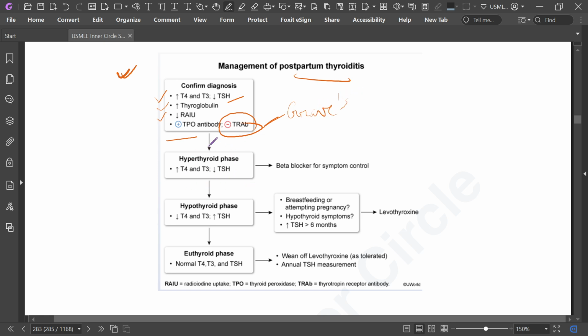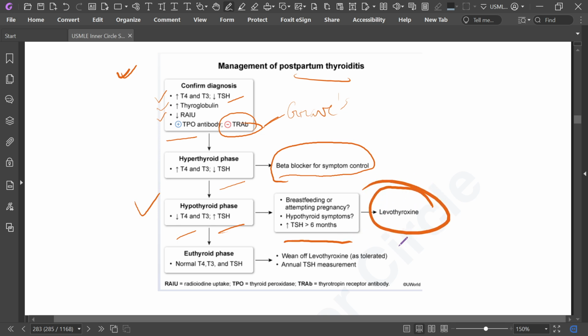Okay. If hyperthyroid phase, like T3, T4 high and TSH low, then give beta blocker for symptom control. If hypothyroid phase, T3, T4 low and TSH high, with breastfeeding or attempting pregnancy, and hypothyroid symptoms, and TSH high for more than 6 months, give levothyroxine.